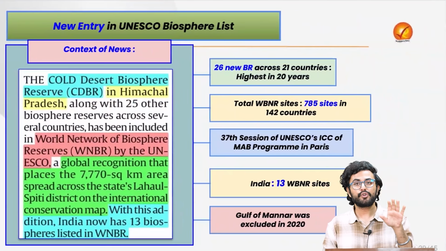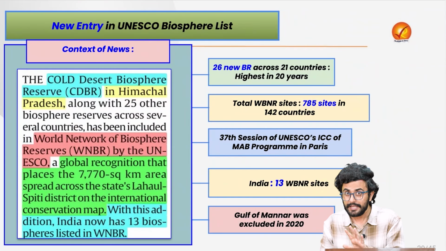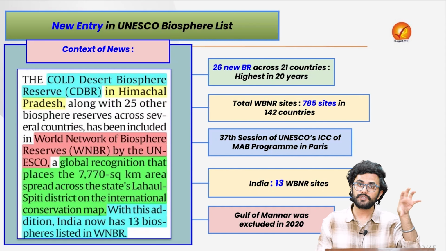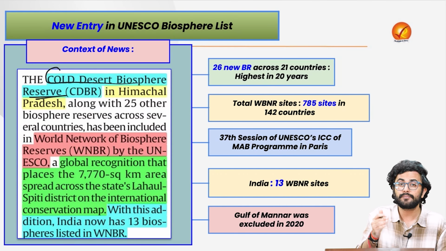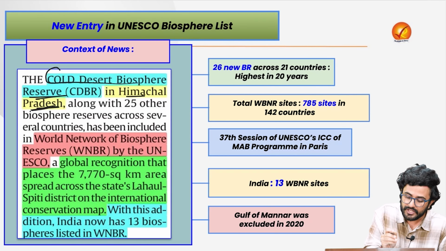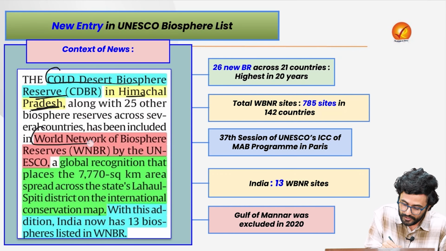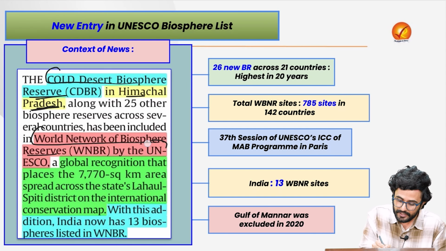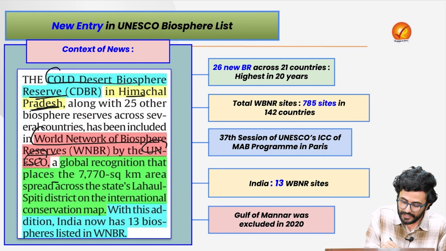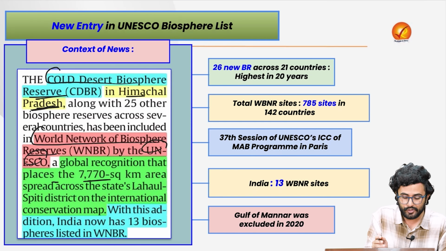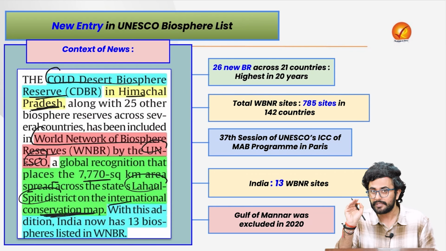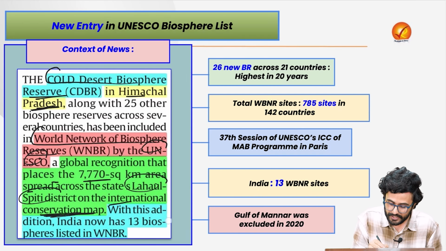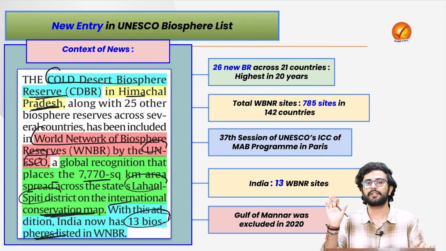The next news is very, very integral for your prelims examination of 2026, regarding UNESCO's Biosphere Reserves in our country. A new biosphere reserve, the Cold Desert Biosphere Reserve in the state of Himachal Pradesh, has been included in the World Network of Biosphere Reserves by UNESCO, a global recognition that places this 7,700 km² area spread across Lahaul and Spiti district on the international conservation map. Keep this in mind that with this addition, our country now has 13 biosphere reserves listed.